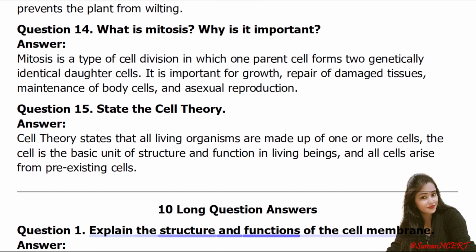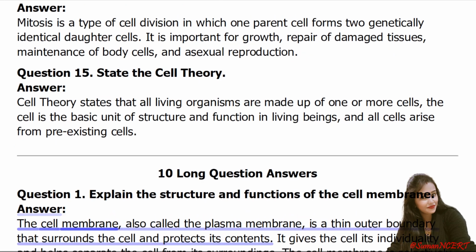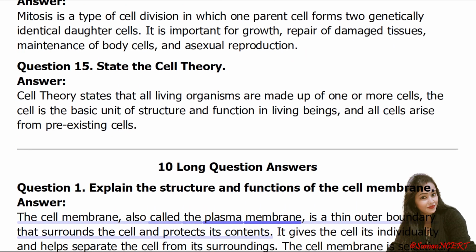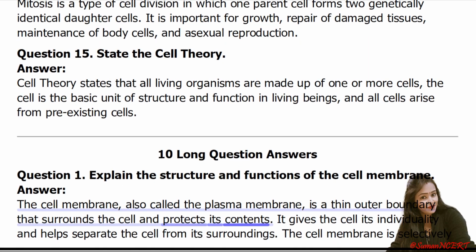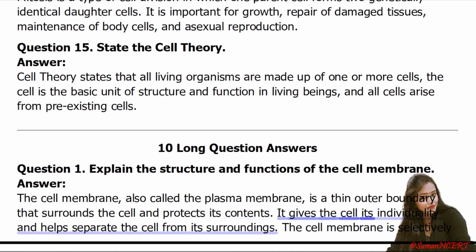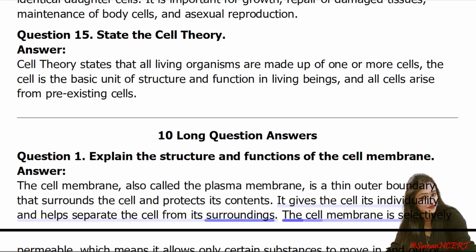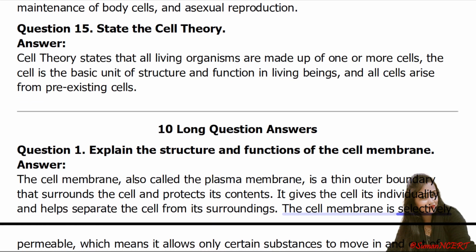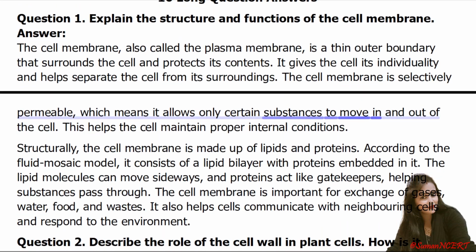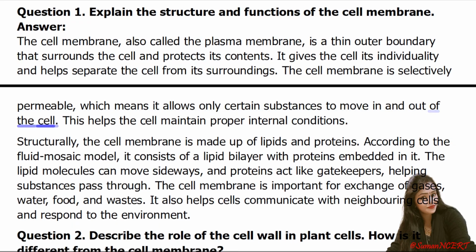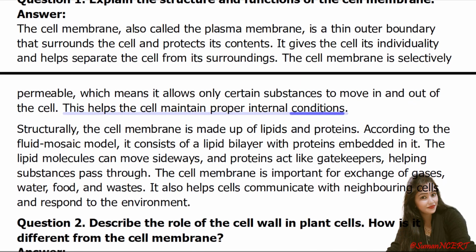Explain the structure and functions of the cell membrane. Answer. The cell membrane, also called the plasma membrane, is a thin outer boundary that surrounds the cell and protects its contents. It gives the cell its individuality and helps separate the cell from its surroundings. The cell membrane is selectively permeable, which means it allows only certain substances to move in and out of the cell. This helps the cell maintain proper internal conditions.